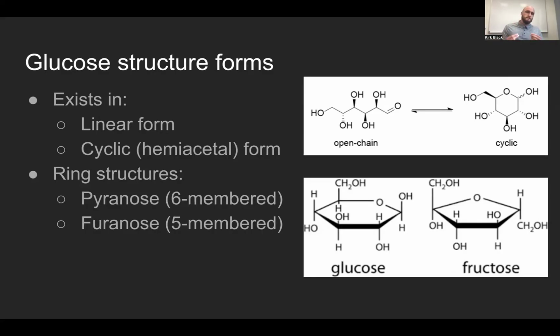And a few ring structures that I feel like everyone should know and that are the most pertinent is a pyranose, which is a six-membered ring, and a furanose, which is a five-membered ring. I'm going to use glucose and fructose as an example again because these are two very, very common molecules that we see. One, two, three, four, five, six.